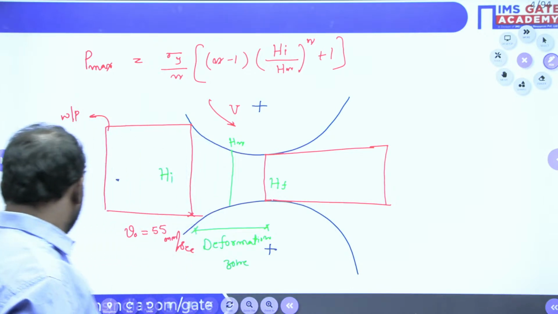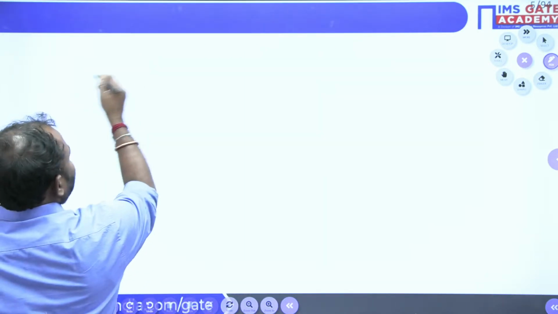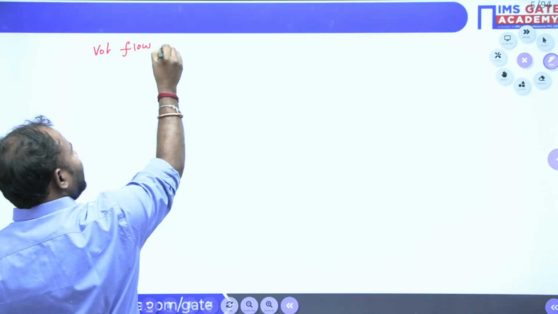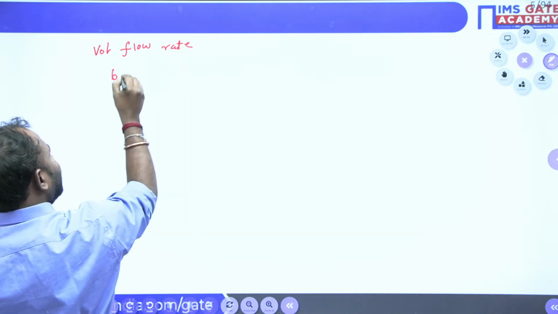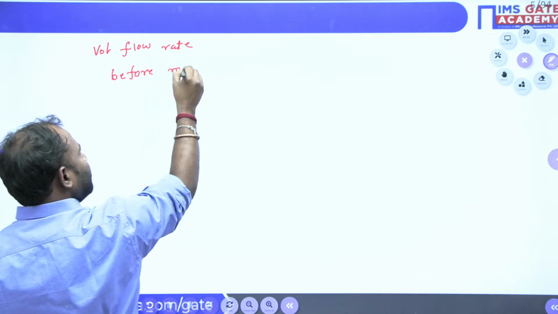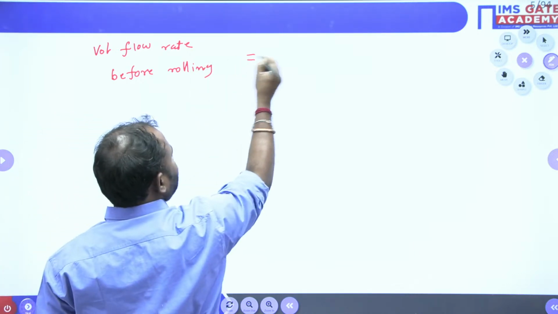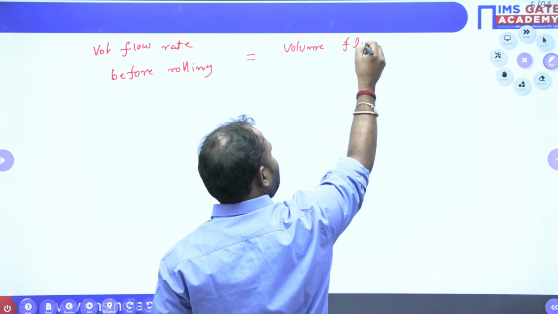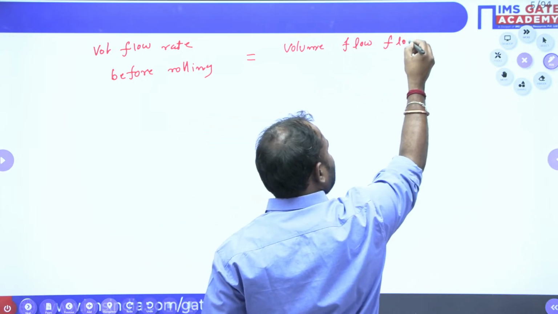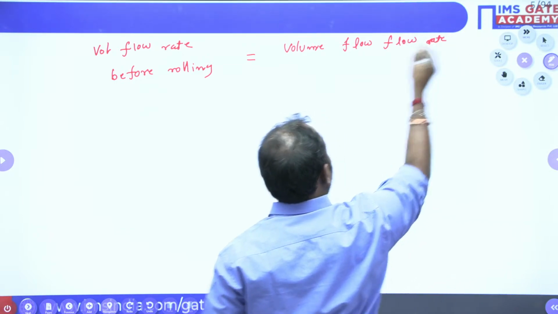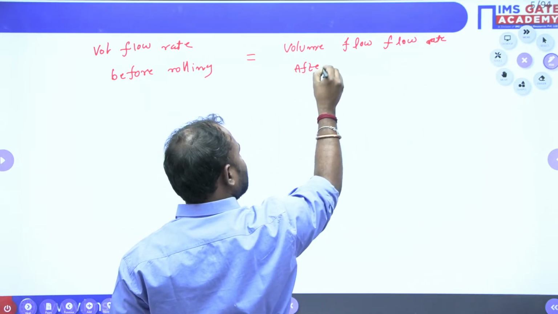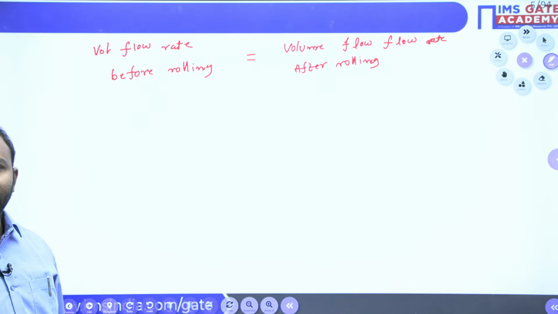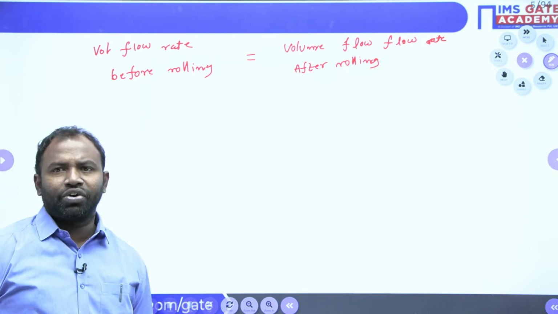Now let me write that statement. Volume flow rate before rolling is equal to volume flow rate after rolling. Now, Bhushan, it is not 185. Check your answer once.